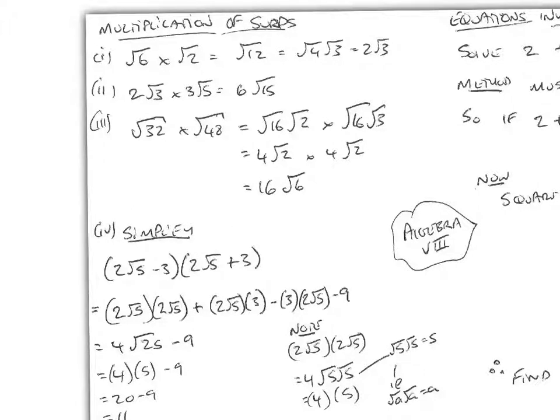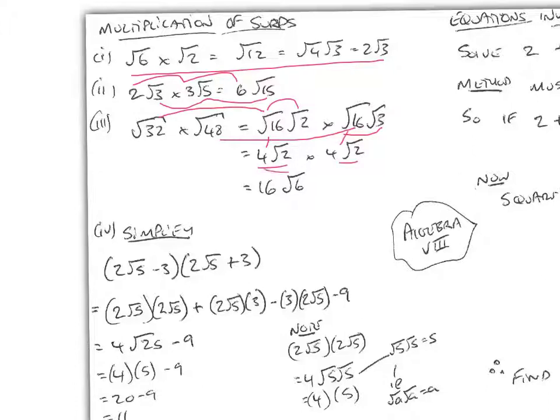Okay, so we've just looked at that one there. So 2 root 3 now by 3 root 5. Well, 2 by 3 is 6, and root 3 by root 5 is root 15. Okay, root 32 by root 48. Well, we can turn that into the perfect square, 16 times 2, and we'll turn this into a perfect square, 16 times 3. So root 16 is 4, root 16 is 4, that's 4 root 2 times 4 root 3, sorry, there should be a 3 there. 4 by 4 is 16, and root 2 by root 3 is root 6.